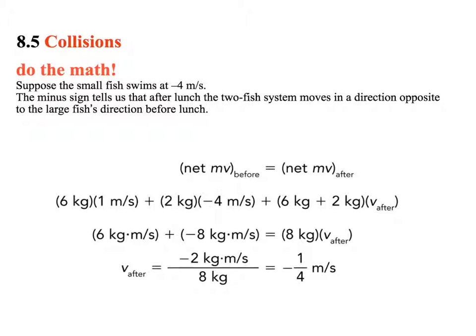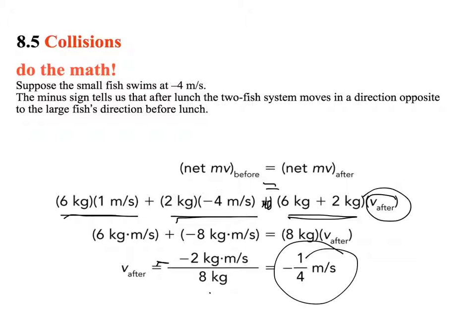Suppose the small fish swims at -4 meters per second. The minus sign tells you that after lunch, the two-fish system moves in the opposite direction to the large fish. So you have the 6 kilogram fish going 1 meter per second, and the 2 kilogram fish going -4 meters per second. Right there, equals this. They eat, and how fast are they going afterwards? You get -2 over 8, -1/4. So it's saying that they are now going in the negative direction at -0.25 meters per second.